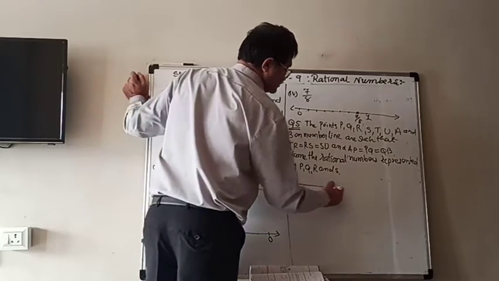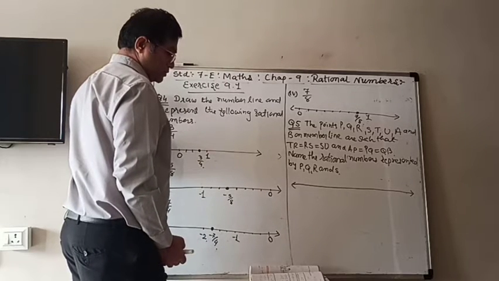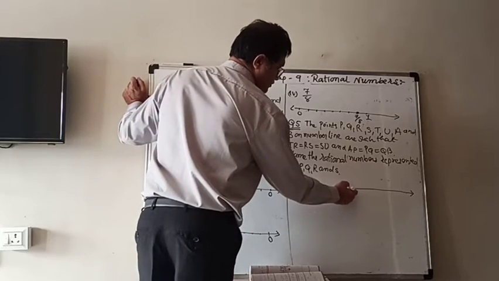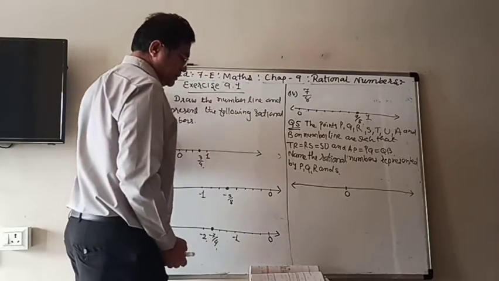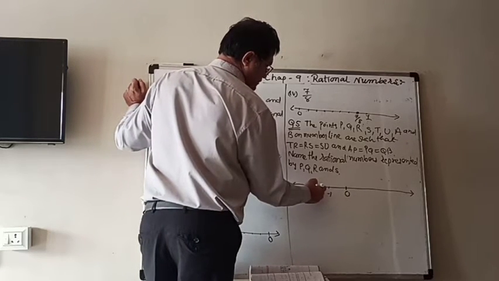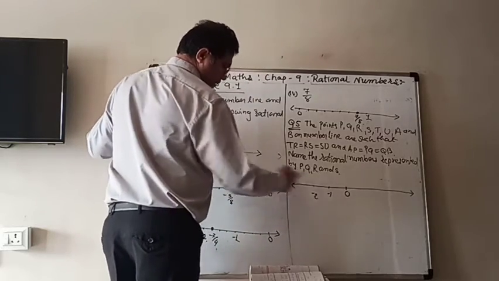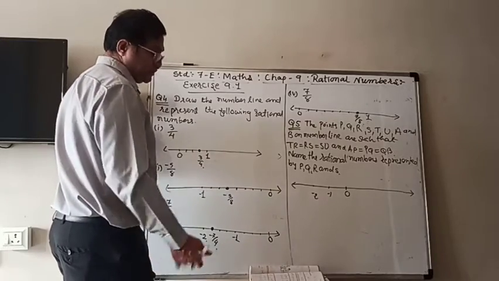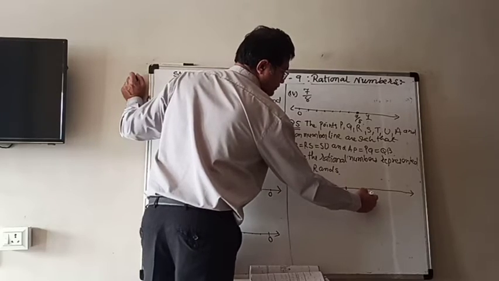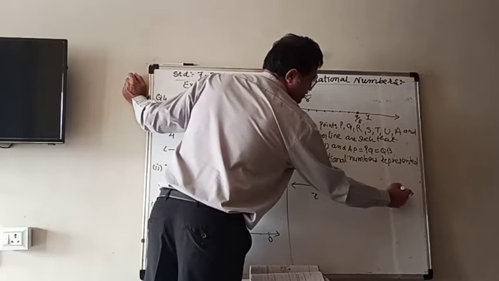So here the number line is given in which there is 0 in the middle, then -1, -2, -3, -4 are there, but there is nothing done between them, so I am not going to take it. On the right side, 1, 2 and 3.